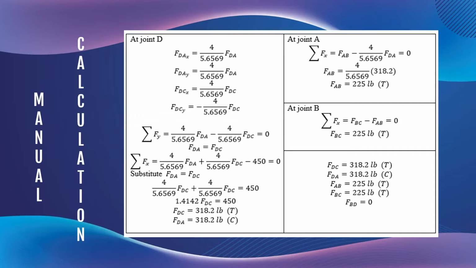Next, for the manual calculation, we start at joint D. At joint D, we can find the force for the DC truss, and also the force at the DA truss. Next, we go to joint A, where we can find the force for the AB truss. After that, we go to joint B, where we get the force for the BC truss. However, there is one truss that is classified as a zero force member, which is the BD truss.